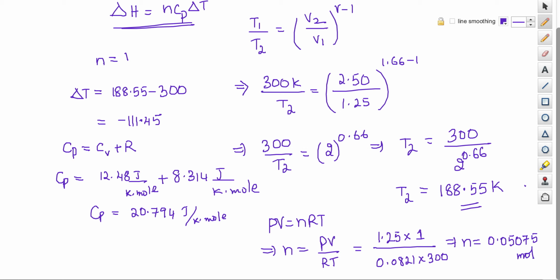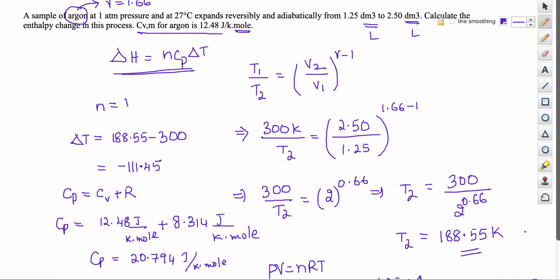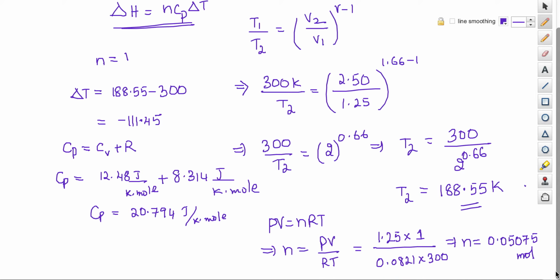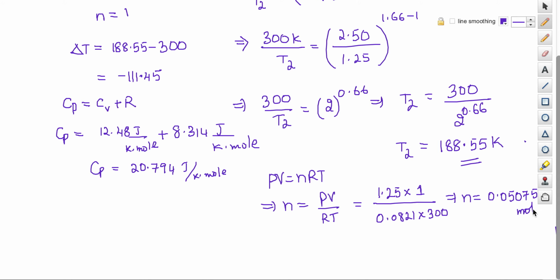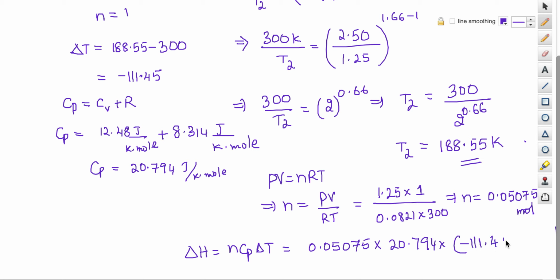So why have I taken n equal to 1? I don't know. Okay, that's a very bad thing to do. Okay, now we got the n value, and what is the formula? Delta H is equal to nCp delta T. So that's going to be 0.05075, and what is the Cp? That is 20.794, and what is the temperature change? That is negative 111.45.